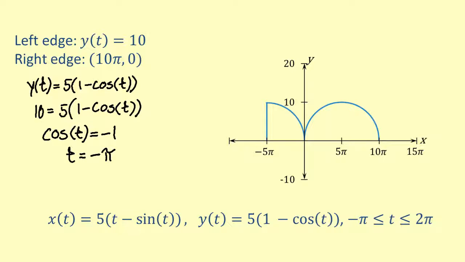Finally, the full equations are x of t equals 5 times t minus sine t, y of t equals 5 times 1 minus cosine t, for t from negative pi to 2 pi.